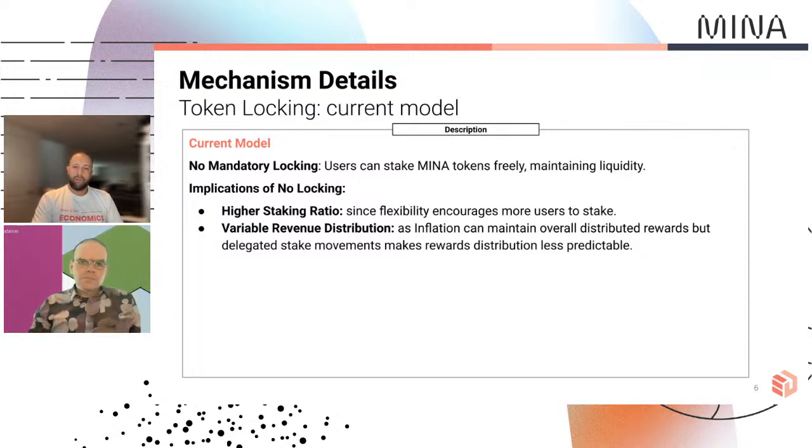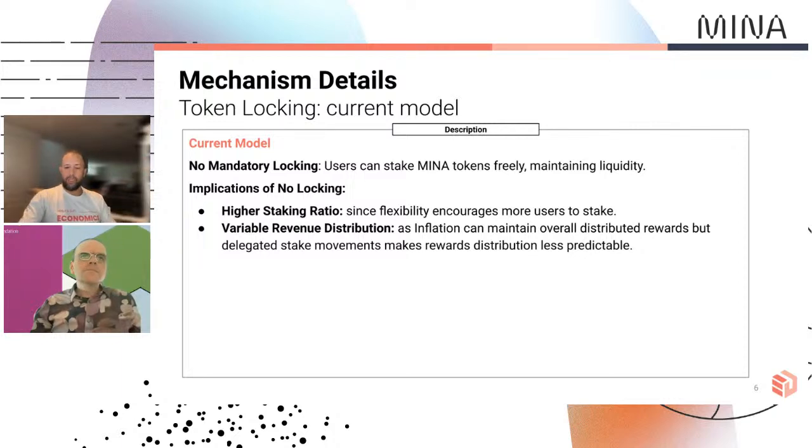So it's very flexible. It's cool for now, but the flexibility is encouraging more users to stake because they don't have to lock their tokens. So there's no real commitment if I stake. It's almost like a vote of confidence. The variable revenue distribution comes from the fact that people are technically moving their stake and moving their tokens around. So there's no real expectation of a fixed revenue expectation month over month, for example.